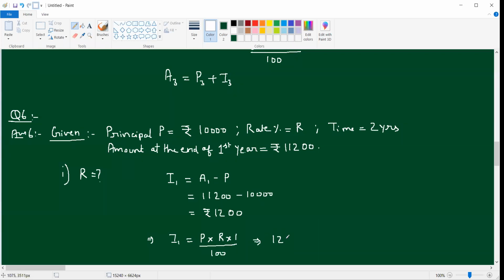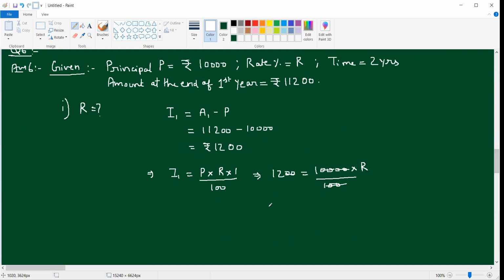Putting the values, we will get 1200 is equal to 10,000 into R, which we have to calculate, upon 100. So we will cancel 2 zeros from here and these 2 zeros. And so definitely the answer is R percent. R is equal to 12%. Correct.